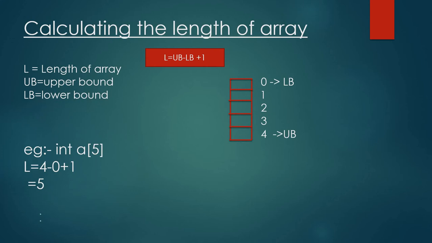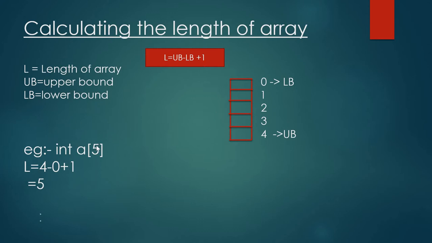Calculating the length of a one-dimensional array. The formula for finding the length of a one-dimensional array is L is equal to UB minus LB plus 1. Here UB is the upper bound and LB is the lower bound. Then L is equal to upper bound minus lower bound plus 1.